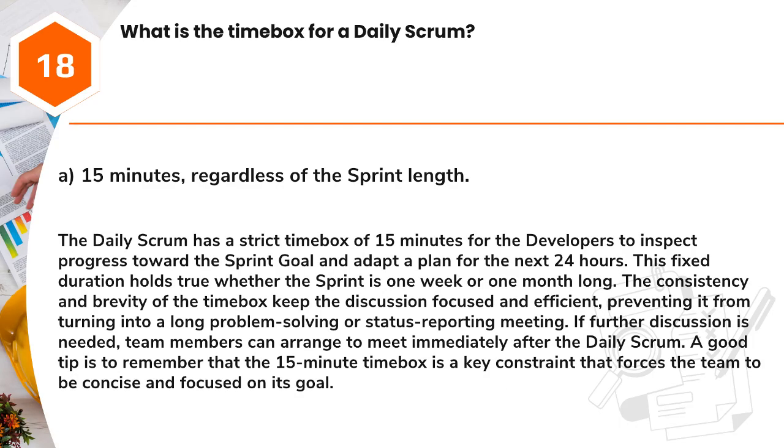Answer: 15 minutes regardless of the sprint length. The daily scrum has a strict time box of 15 minutes for the developers to inspect progress toward the sprint goal and adapt a plan for the next 24 hours. This fixed duration holds true whether the sprint is 1 week or 1 month long. The consistency and brevity of the time box keep the discussion focused and efficient, preventing it from turning into a long problem-solving or status reporting meeting. If further discussion is needed, team members can arrange to meet immediately after the daily scrum. A good tip is to remember that the 15-minute time box is a key constraint that forces the team to be concise and focused on its goal.